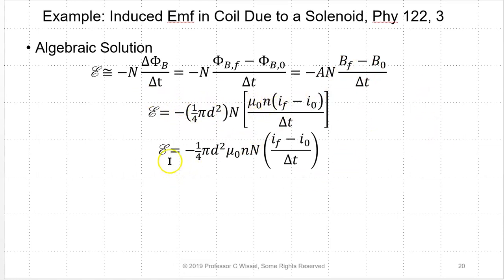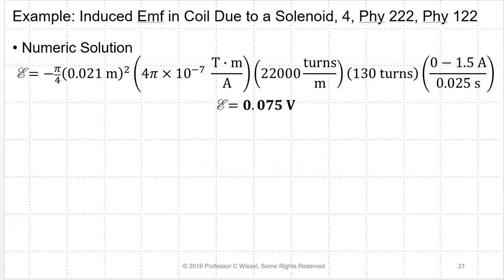If we reduce this a little bit more, the EMF is minus 1/4 pi d squared mu naught, little n, times big N times the quantity I final minus I naught over delta t. At this point, we're ready to put numbers in.